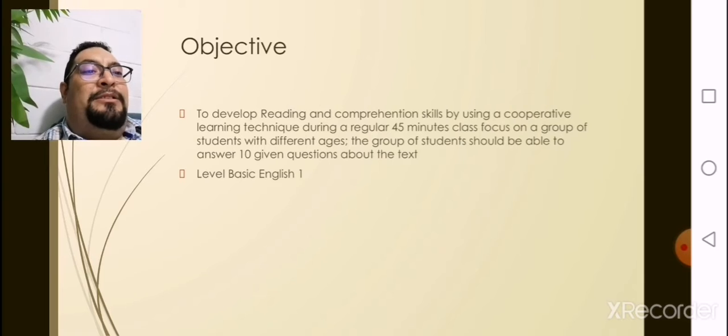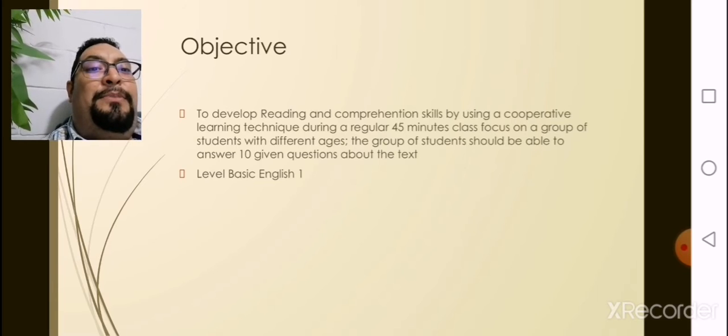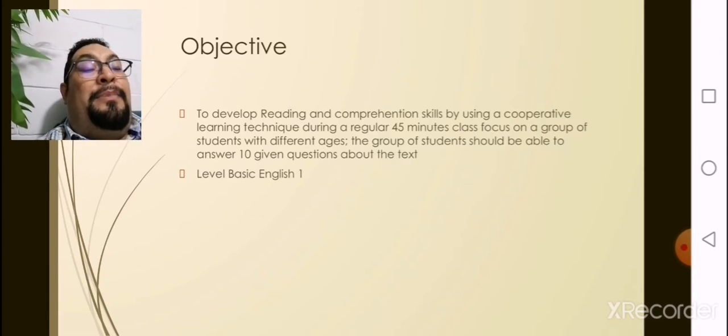regular 45 minutes class. Focus on a group of students with different ages. The group of students should be able to answer 10 given questions about the text. The level of those students is Basic English 1.